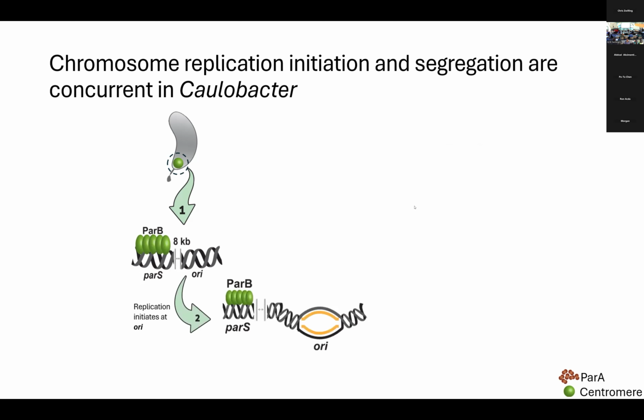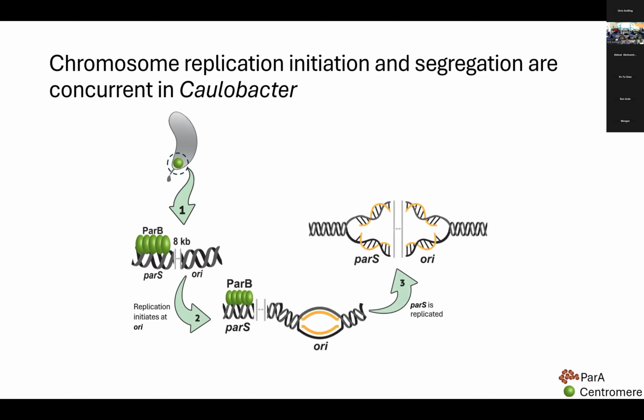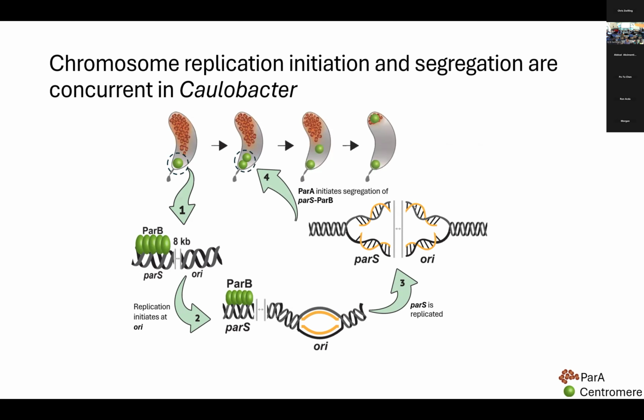Replication then initiates at the origin of replication through DNA-A, the canonical replication initiator. But it is not until PAR-S is replicated that segregation actually occurs. And segregation is done by PAR-A, which is the active chromosome segregator that pulls the centromere to the opposite pole. And that's done by this gradient. So at the end, you have a cell with 2 centromeres anchored at each pole. And our work so far shows that these 2 events, replication initiation and segregation, are highly coordinated, and that coordination is done through DNA-A and PAR-A.